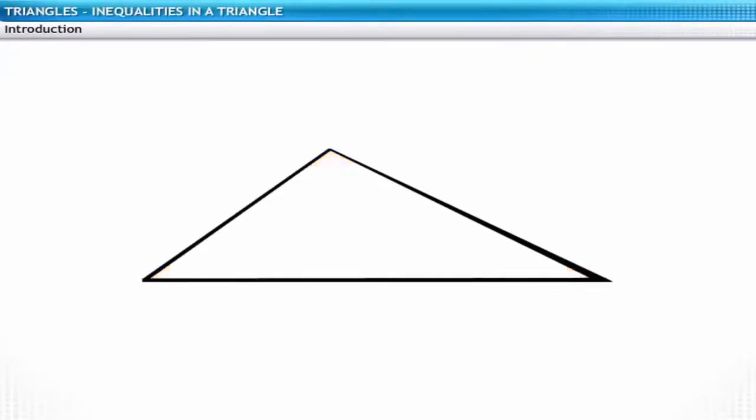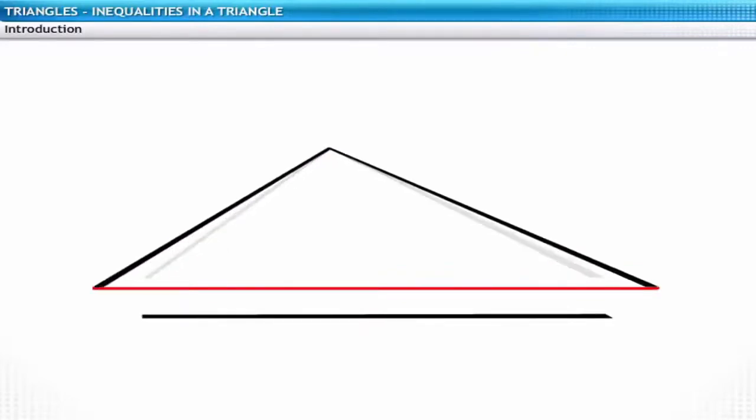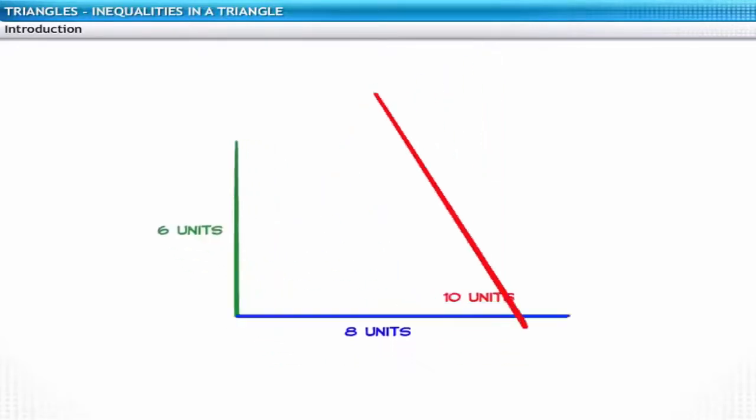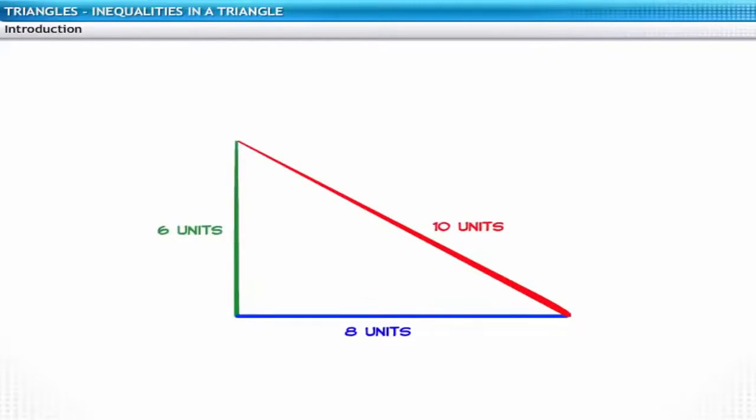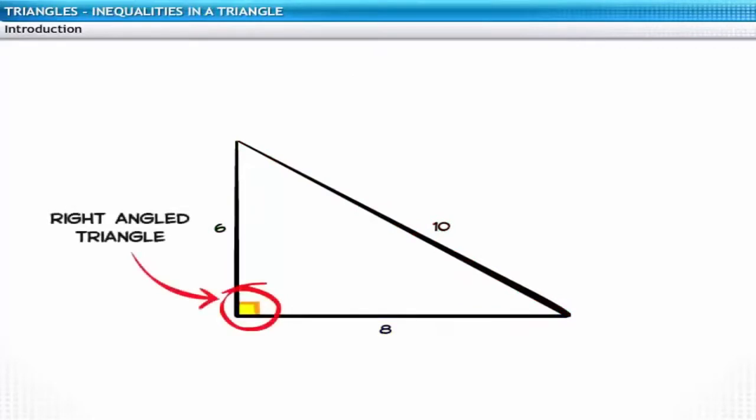If we replace one side with a longer side, the measure of the three angles change. This says that the angles and the lengths of the sides are proportional. Let's perform an activity to understand this. Let's take three sticks of length 6, 8, and 10 units respectively. We arrange the sticks to form a triangle. What type of a triangle is this? It's a right angle triangle.